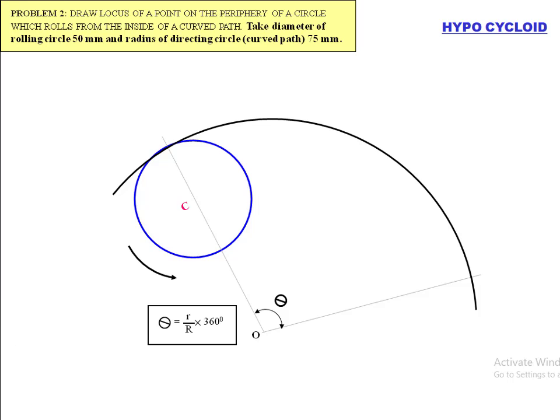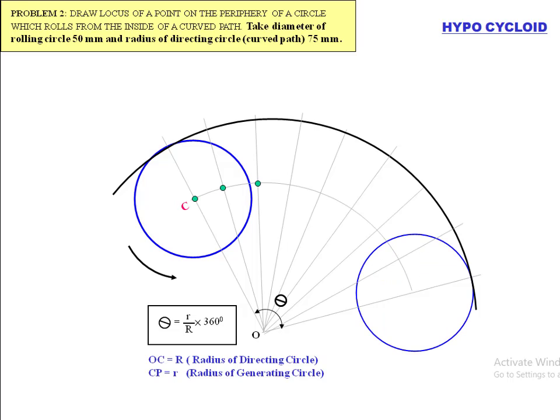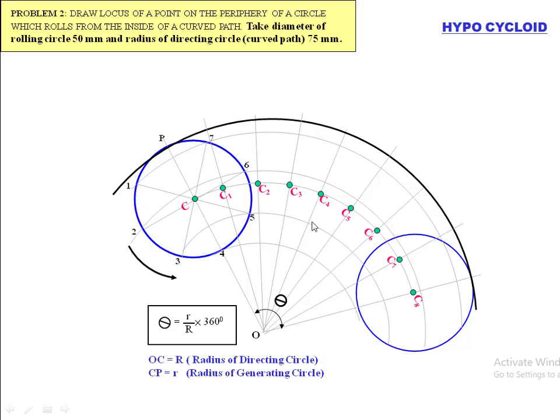Previously we had the formula r upon R into 360 degrees. Now we are going to divide the directing circle as well as the rolling circle into 8 equal parts. For that, we have assigned the centers C1, C2, C3, C4, C5, C6, C7 and C8, and then we'll divide the circle into 8 equal parts, 1 2 3 4 5 6 7 8. The starting point for the rolling circle will be P, and the motion will be like this, in the anti-clockwise direction.